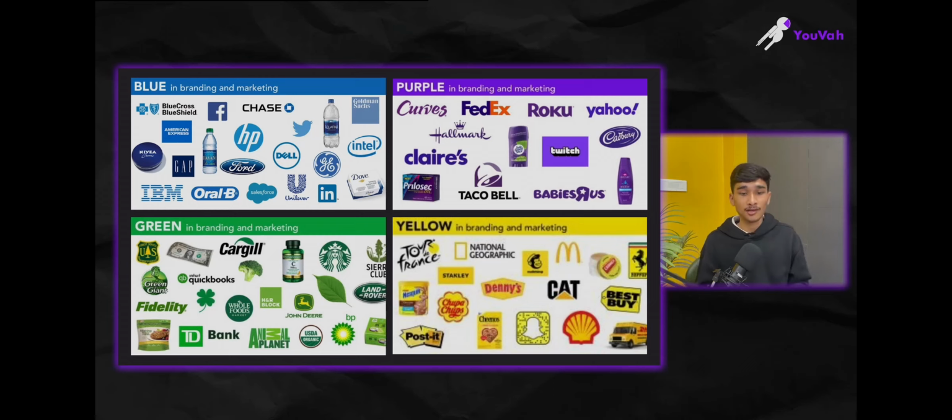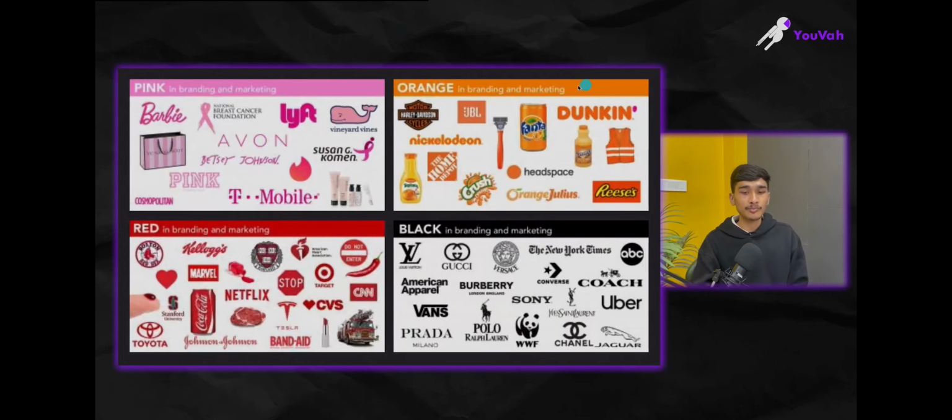I think you are able to see Aquafina. Actually, I am also having a bottle of this Bailey, and they are using purple. So purple and blue, as I told you, resemble each other. Taco Bell for purple, FedEx, Hallmark, Cadbury, Yahoo, Twitch, right? And at the end, pink, orange, black and red. Pink is nowadays considered a feminine color. That's why you will see brands like Nykaa, Lyft, Vineyard Vines, Tinder or Barbie use pink to show that feminine nature.